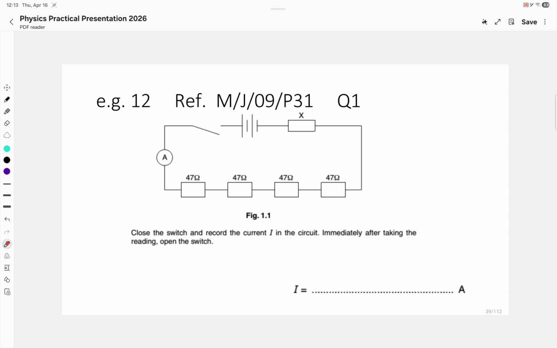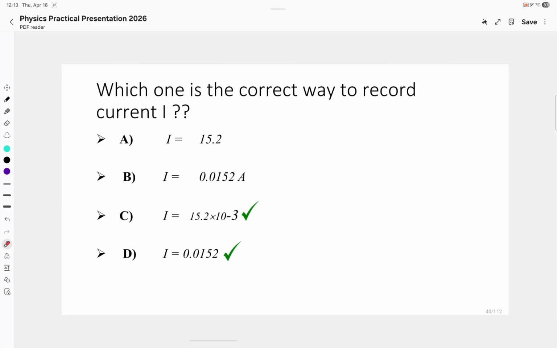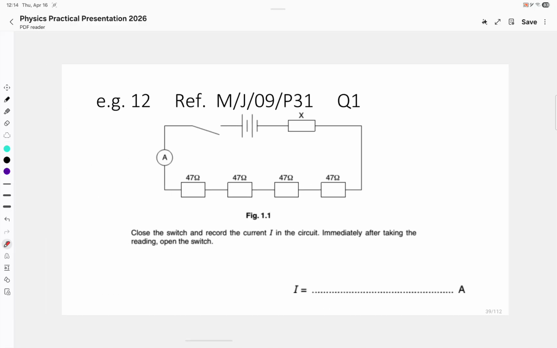Alright, anyway, so now we are expecting a current here, and look at the area, and you have to write an answer. So how are you going to write an answer? Let's take some examples. Let's say the current is 15.2. So option A, 15.2, otherwise 0.0152, 15.2 × 10 to the power minus 3, or 0.0152. Now if you look over here, capital A stands for ampere.